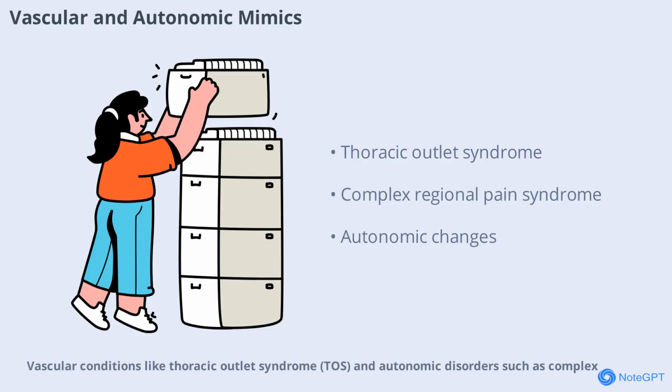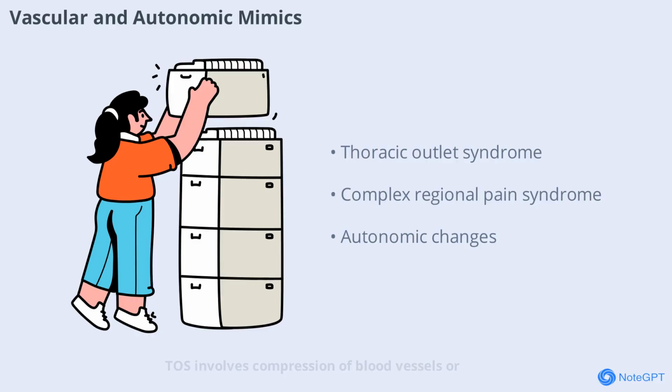Vascular conditions like thoracic outlet syndrome, TOS, and autonomic disorders such as complex regional pain syndrome, CRPS, can also present with symptoms similar to cervical radiculopathy. TOS involves compression of blood vessels or nerves in the neck and shoulder region, leading to arm pain, numbness, and sometimes color changes or swelling. CRPS is characterized by severe pain, sensory changes, and autonomic dysfunction, often following trauma. These conditions require specific diagnostic tests and imaging to distinguish them from nerve root pathology.